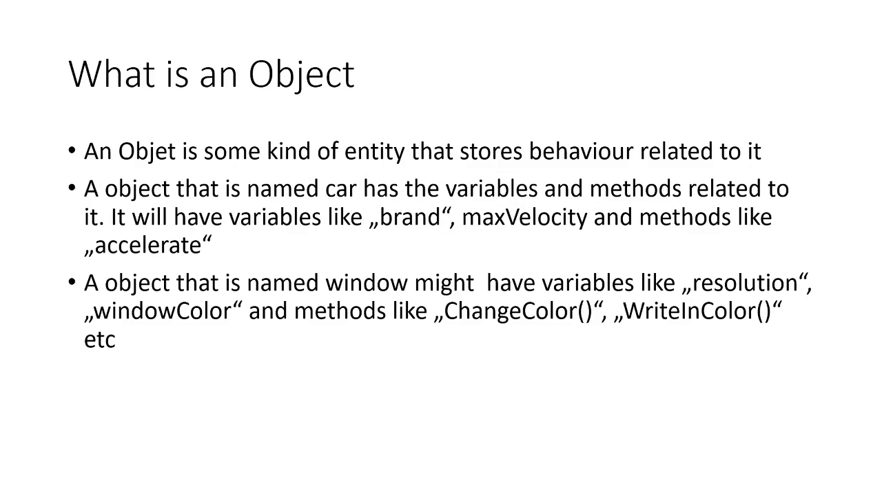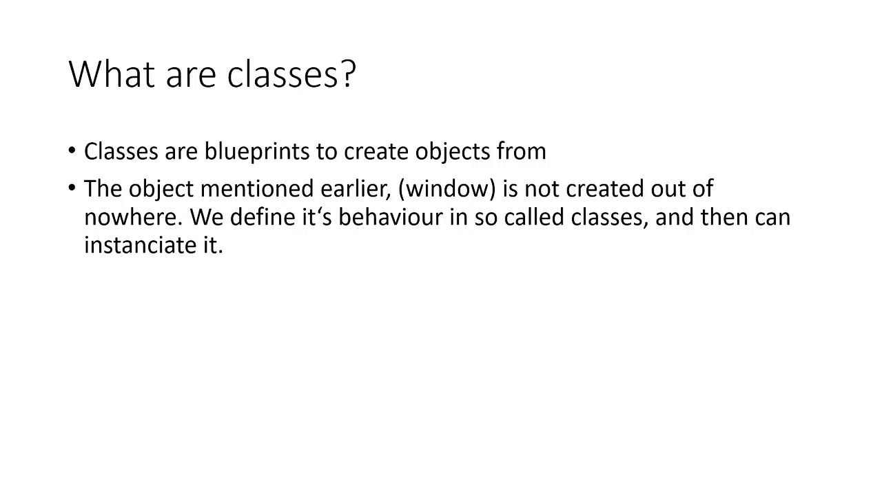So an object is something that we can use in code, whereas a class is just a blueprint to create an object from. So the object I mentioned earlier, the window, is not created out of nowhere. We have to define its behavior in a so-called class, and then we can instantiate it. So we have a class that might be called window handler, and then create a new object that has all the behavior we specified inside a class.